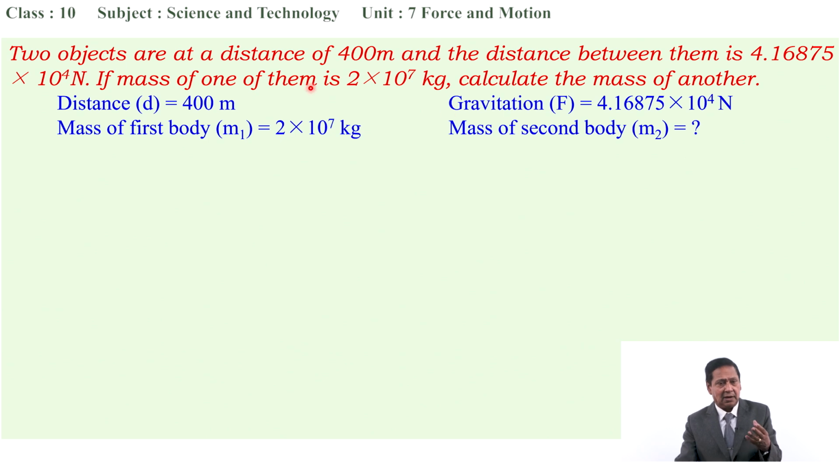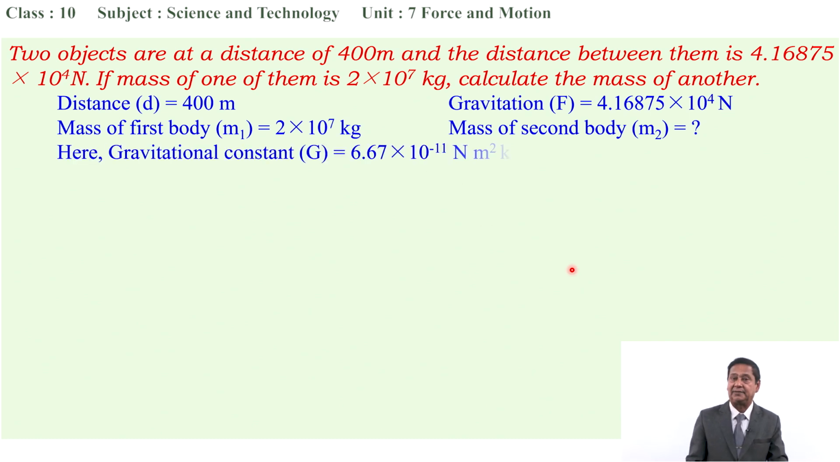But one of the quantities is not given, that is capital G. If it is not given in the numerical problem, we can write it ourselves, because this is one of the important values. We have to remember this with its unit. Gravitational constant capital G is 6.67 into 10 to the power minus 11 Newton meter square by kg square.